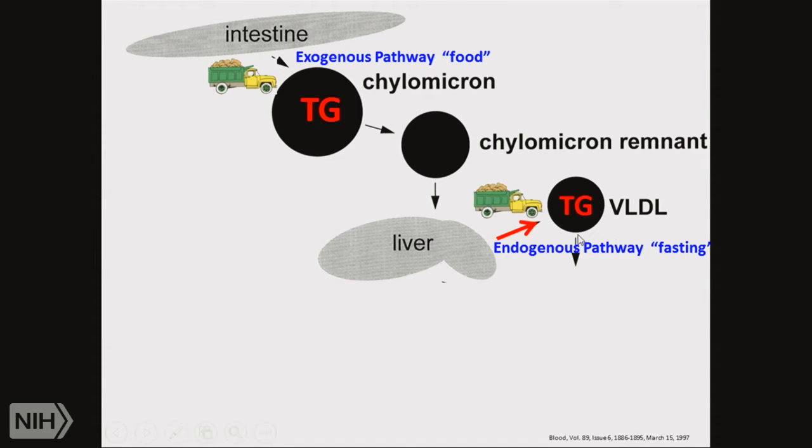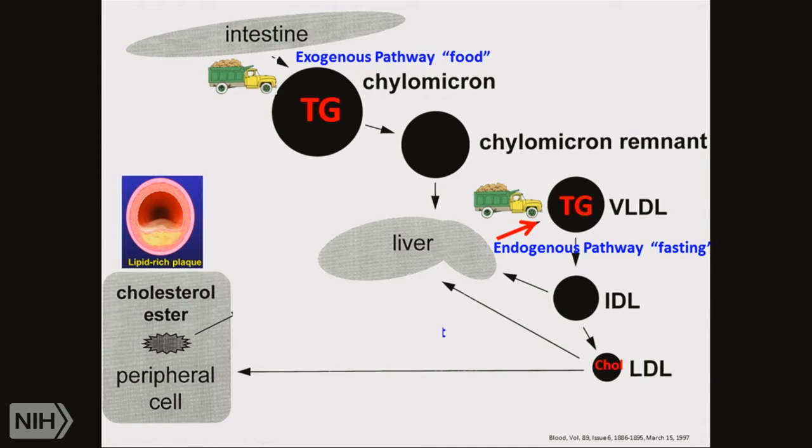In the fasting state, the liver then starts getting rid of its truck of triglyceride through the endogenous. This is the exogenous. So this is going to go through a cascade as it removes its triglyceride. And as it goes down the cascade, a lot of it will be removed by the liver, but if it isn't completely removed, it's going to get to a peripheral cell and start being deposited in arteries. So that's the synthesis part and deposition.